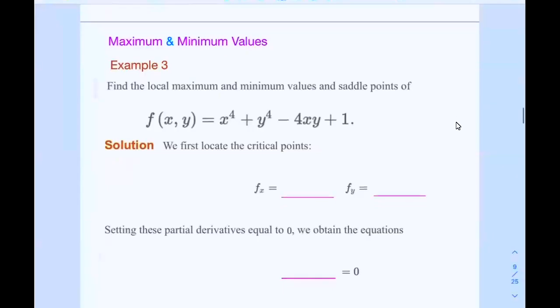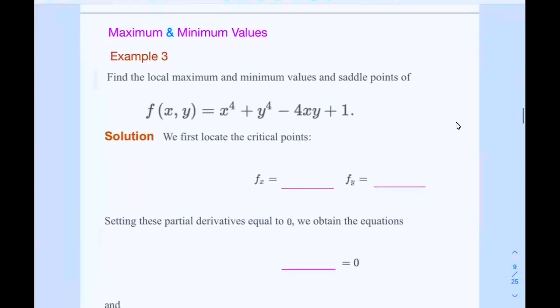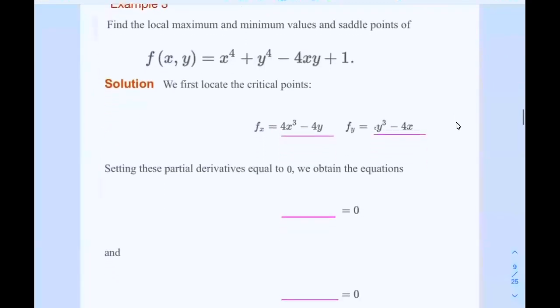Now we're going to find local max, local min, and also saddle points of this function. To do that, we first locate critical points. How do we find critical points? We take the partial derivatives and then set them equal to 0, right? What's the partial derivative with respect to x, everyone? 4x cubed minus 4y, good. Partial derivative with respect to y: 4y cubed minus 4x. Good job.